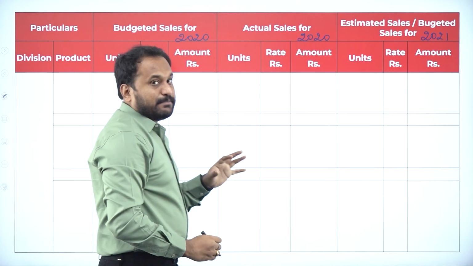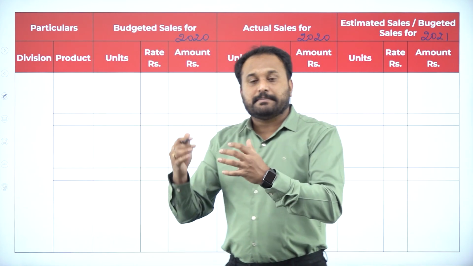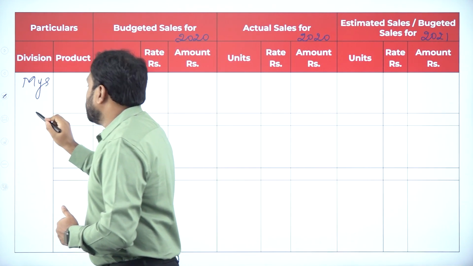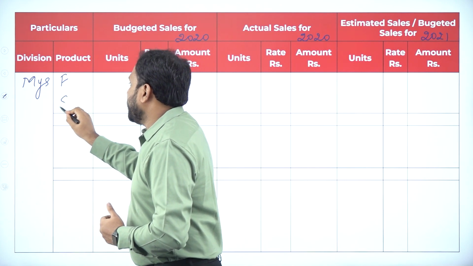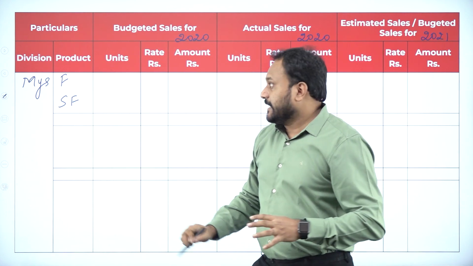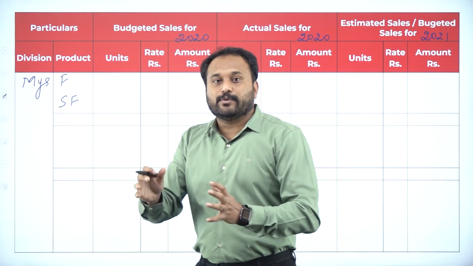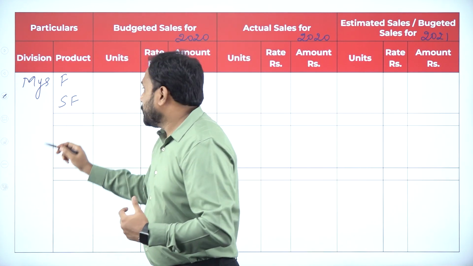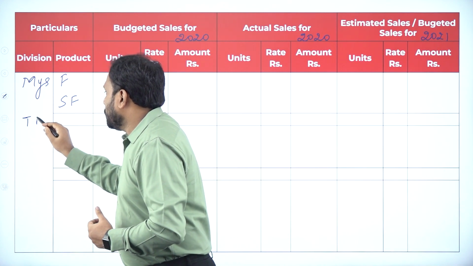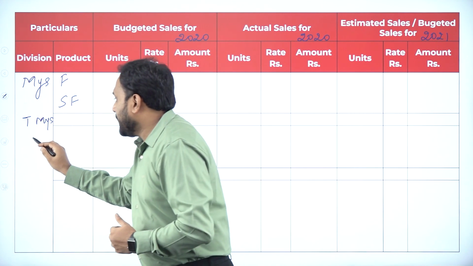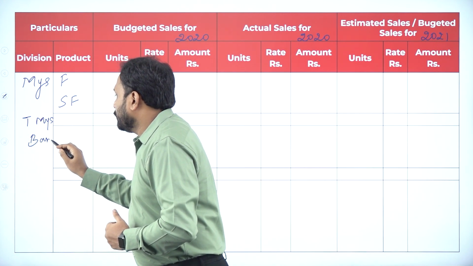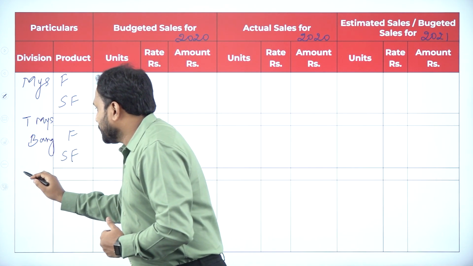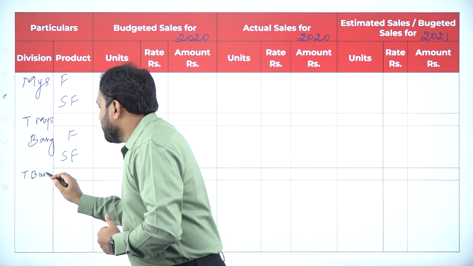Now we have division and product. There are 2 divisions, one is Mysore, another is Bangalore. We'll solve the first one here, that will be Mysore. And products are 2, they are fine and super fine. So I'll write here F and SF. Now this becomes the total of Mysore, that is fine and super fine. Next we have Bangalore, so we'll write Bangalore here. Again we have 2 products, fine and super fine. This tabulation will be our total of Bangalore.